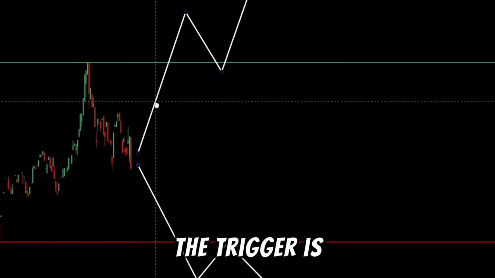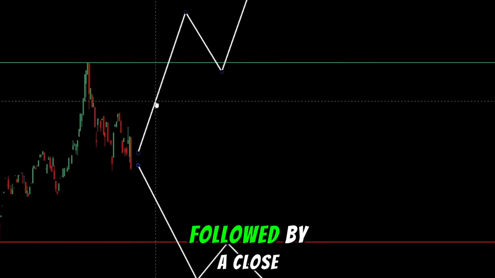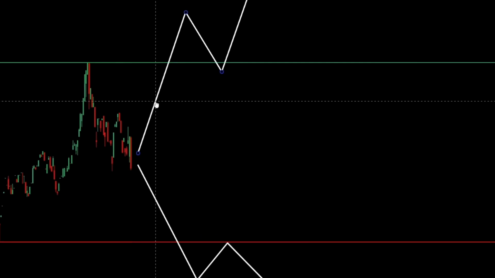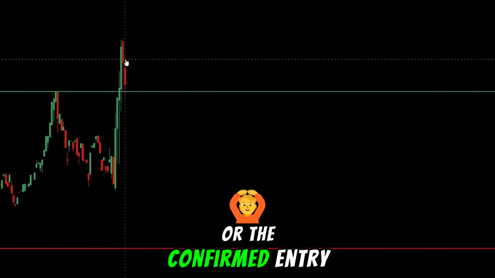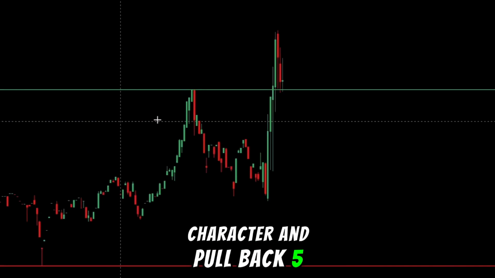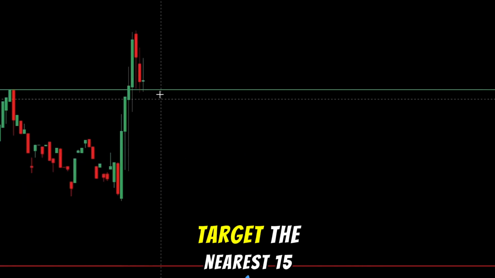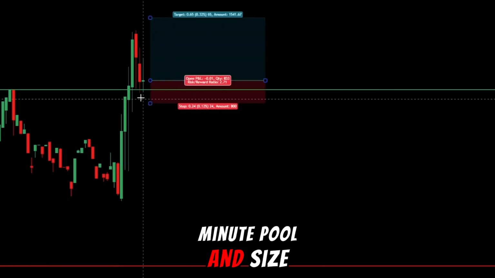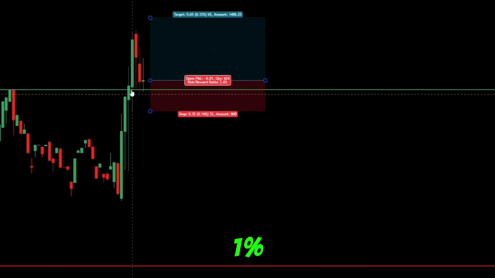4. The trigger is a sweep of the obvious low or high, followed by a close back inside. Then either the aggressive entry on that candle or the confirmed entry after a change of character and pullback. 5. Stop under the protected wick with a buffer. Target the nearest 15-minute pool and size from the stop so every trade risks the same 1%.